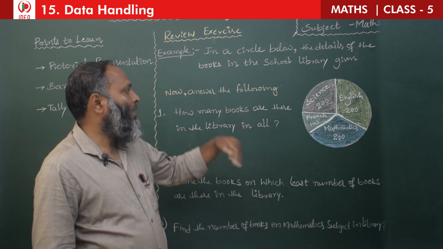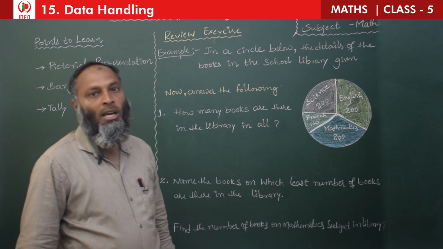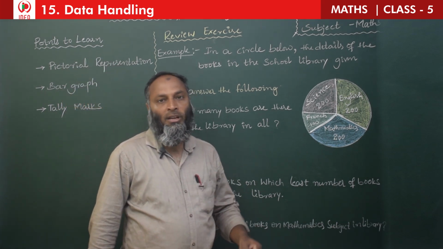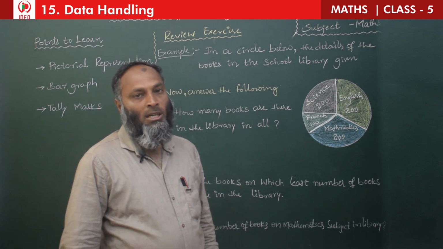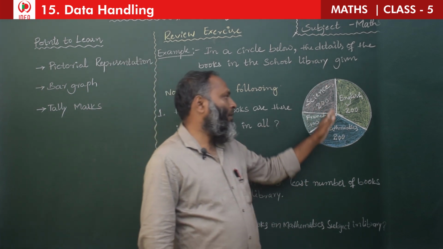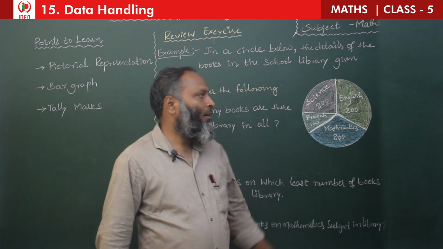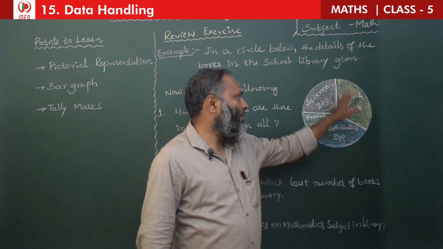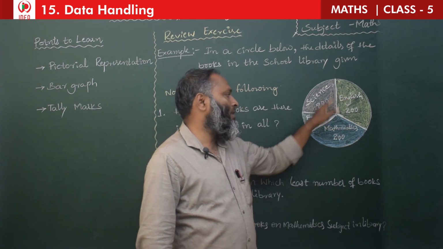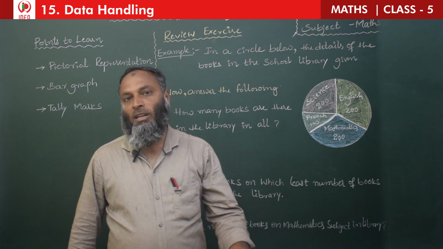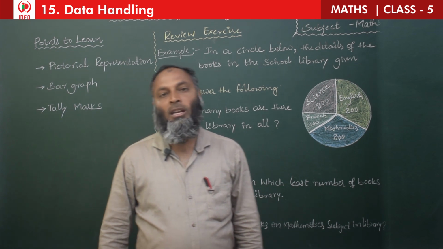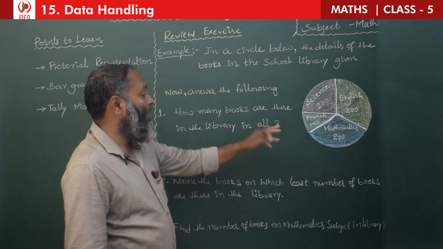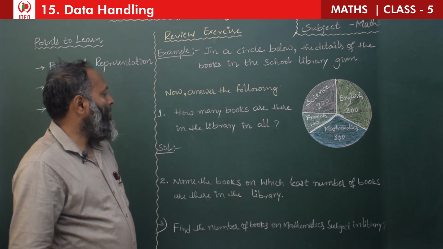If you represent data using a circle, that is called a pie chart. In a pie chart, the information is represented through sectors. Sector means, if you divide a circle into parts, each part is called a sector. This is one sector, this is a sector, this is a sector. Using sectors we can represent information in a circle. That is a pie graph.